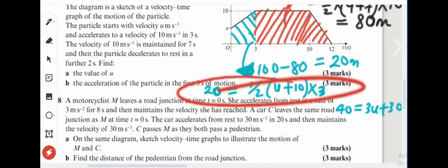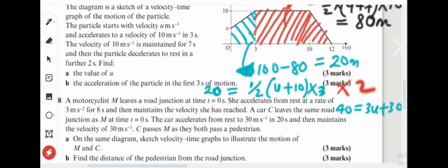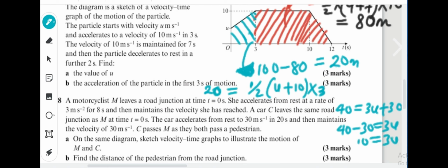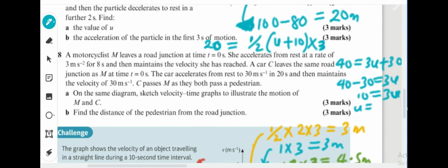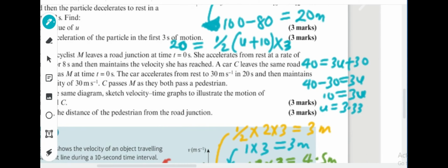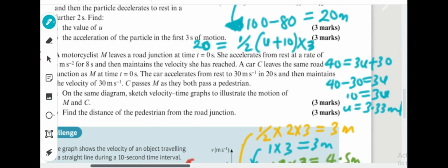Just solving this, multiply both sides by 2, that will give us 40 equal to 3u plus 30. And that will give us 40 minus 30 equal to 3u. This gives us 10 equal to 3u, or u will be equal to 10 over 3, which is 3.33 meters per second. So the initial speed is 3.33 meters per second.